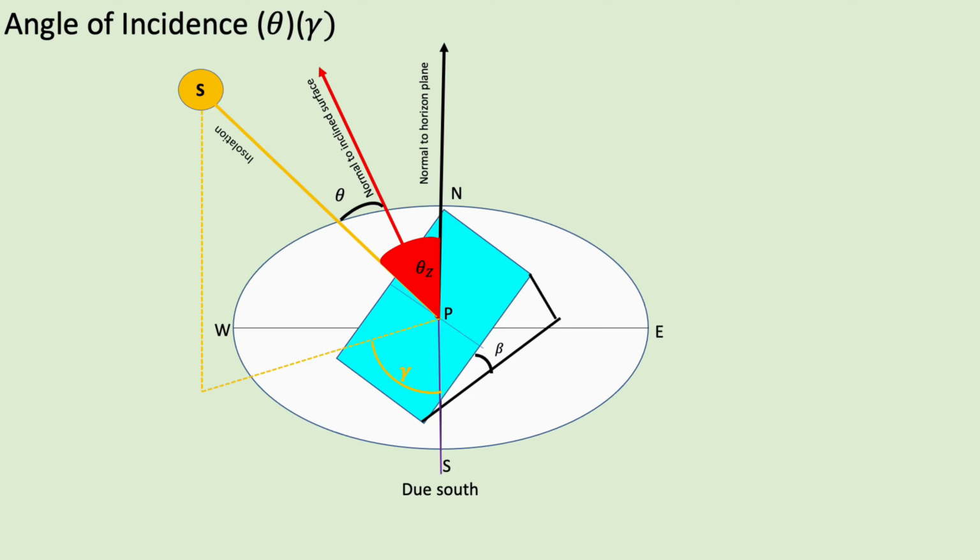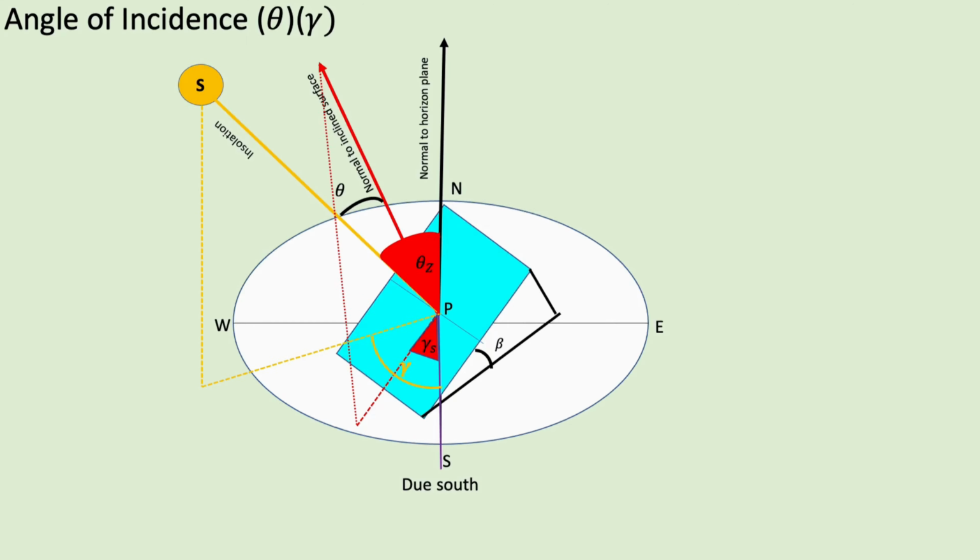Also, it is shown that the solar azimuth angle is the angle between the line due south and the projection of the solar radiation on the horizontal surface. The projection of the normal to the inclined surface and the line due south constitute an angle, and that angle is known as the surface azimuth angle.